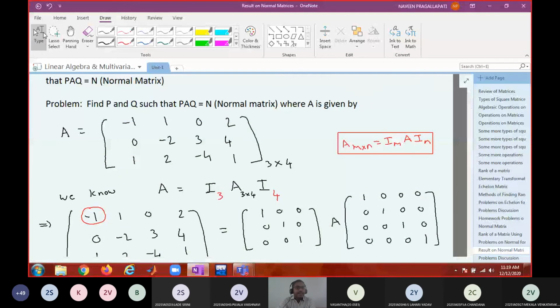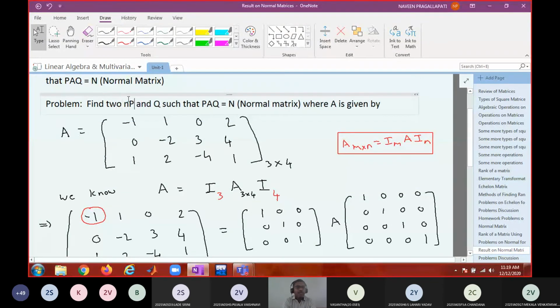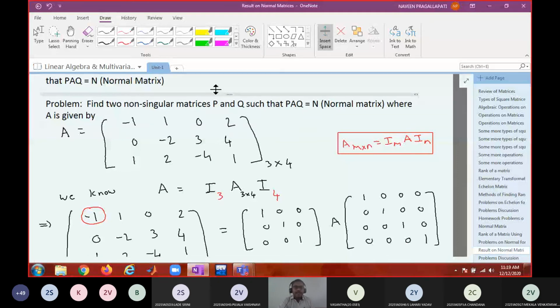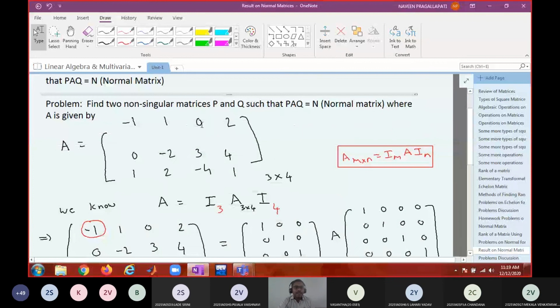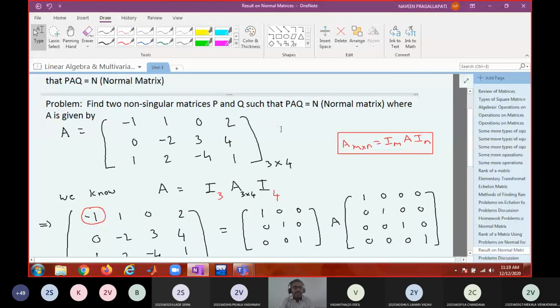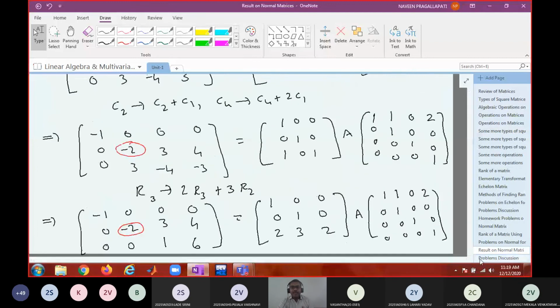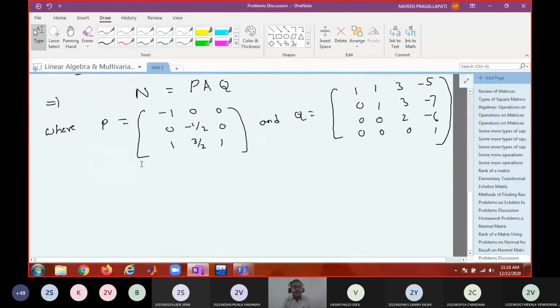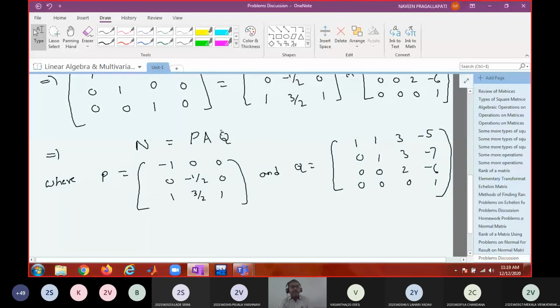Find two non-singular matrices P and Q such that P A Q is equivalent to N. Now we got two matrices P and Q such that N equals PAQ. Now how do you ensure that these two are non-singular?